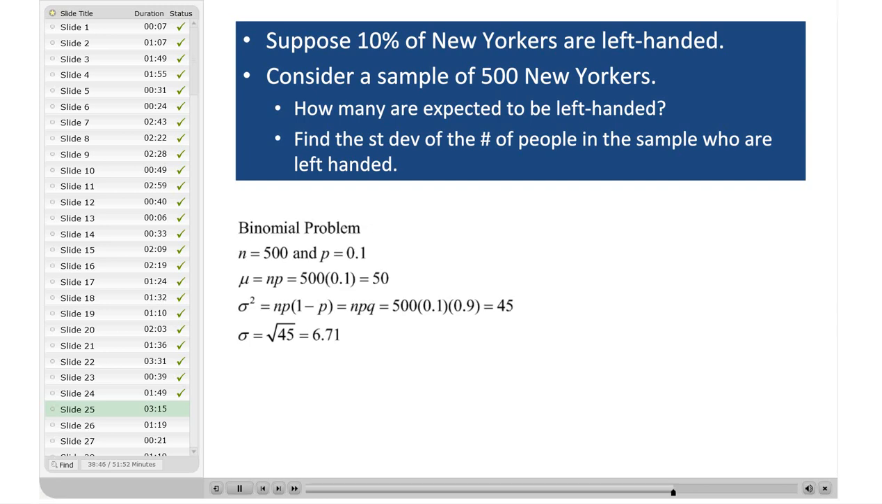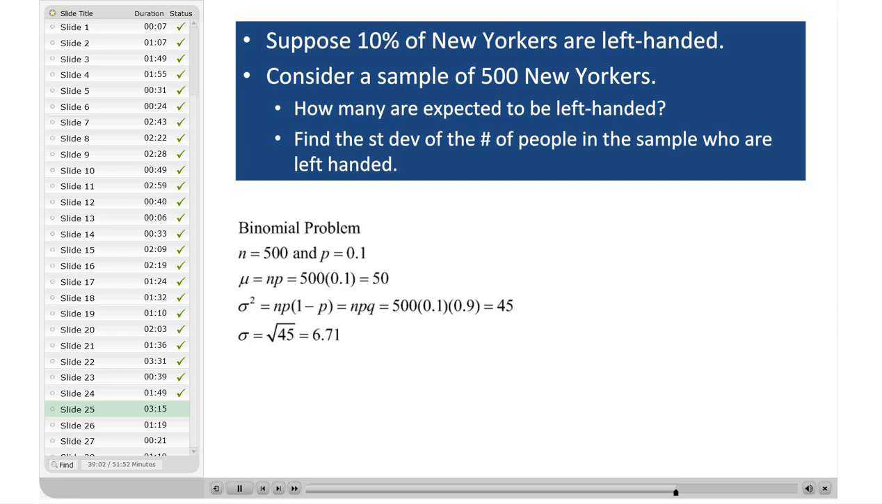This makes perfect sense. If 10% of your population is left-handed and you take a sample of size 500, you would expect about 10% of that sample to be left-handed, and 10% of 500 is 50. So this makes perfect sense.